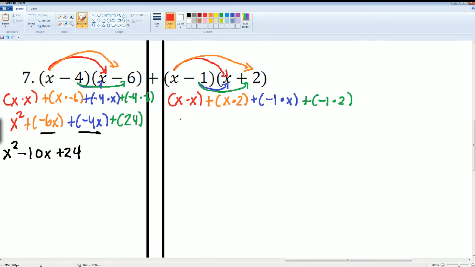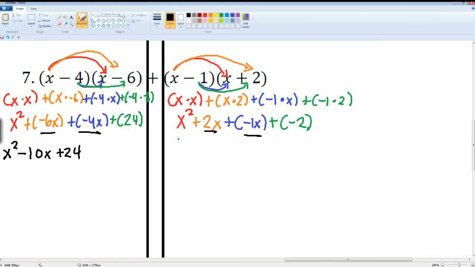Good. X times x becomes x squared. X times 2 is just 2x. Negative 1 times x is just negative x, or negative 1x. You could just write that, negative 1x. You see, each time it's a negative, I just keep it in parentheses, just for organization. Okay. Plus negative 1 times 2 is negative 2. Okay. You should see these two are like terms.